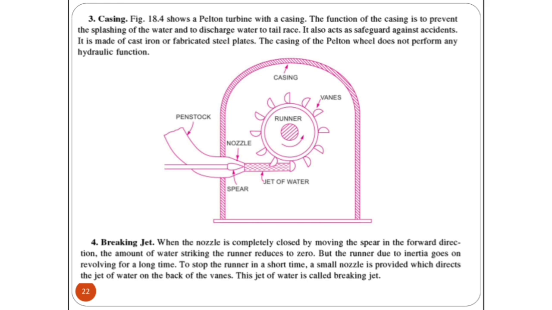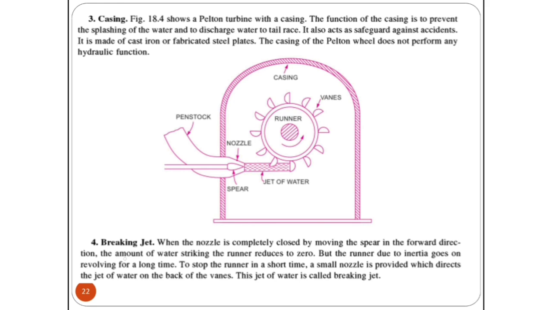It is just in order to prevent, when the jet of water strikes the vane, there is a chance that water will splash. So in order to prevent the water splashing out, and to help control this, as well as when the jet is striking, the vanes will be rotating. So it will also help to prevent accidents, and it will also help to discharge the water to the tail race.